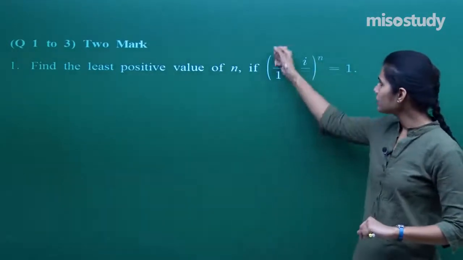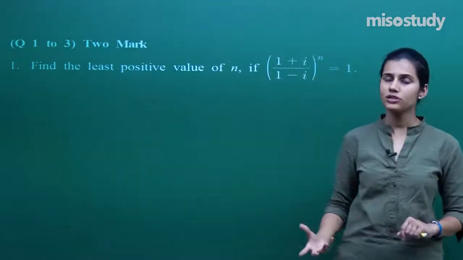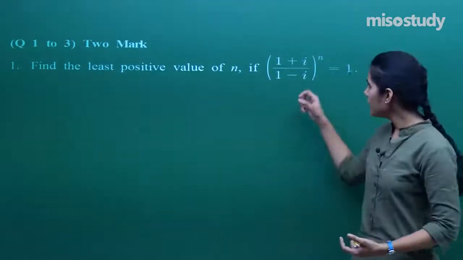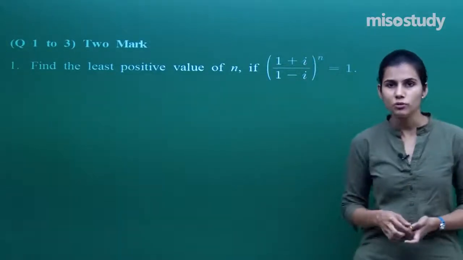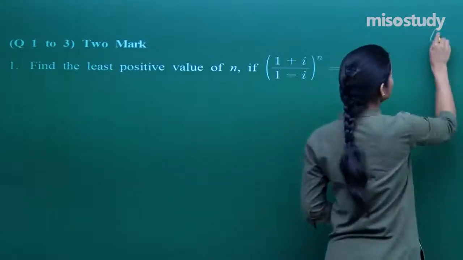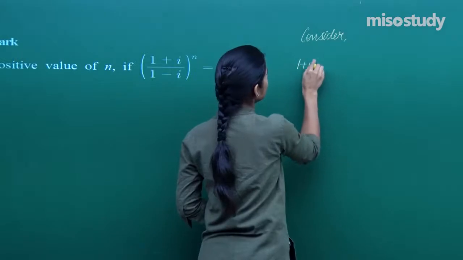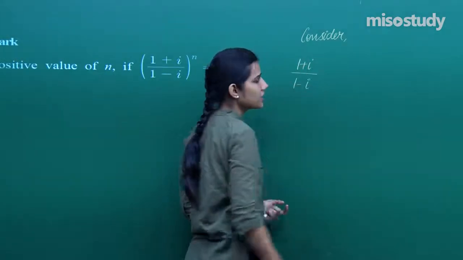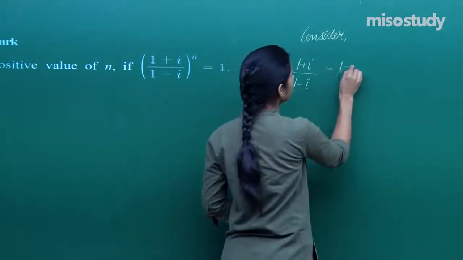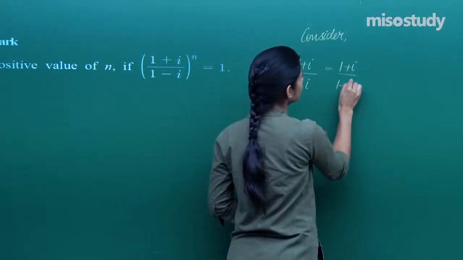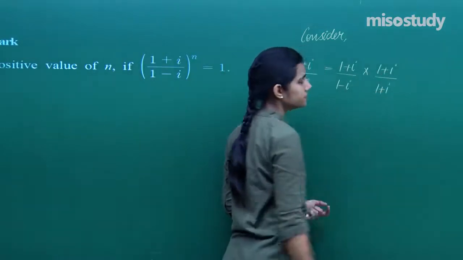Now obviously 1 plus iota upon 1 minus iota is representing a complex number. What real part, what imaginary part, we need to decode that, and then we are going to raise it to the power n and find out what is that least value of n for which it gives out 1 as the answer. So if you consider 1 plus iota upon 1 minus iota, clearly in order to decode the real and the imaginary part, we are going to multiply and divide by 1 plus iota, 1 plus iota.